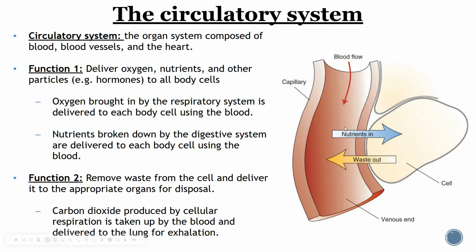So here you can see blood flowing through a vessel. Here's a body cell, the nutrients go in. The second important part is taking waste out of the body. So the cell will give waste that it's accumulated to the blood, and the blood can deliver it to the proper area to get rid of it. For example, to the lungs to breathe it out if it's CO2.